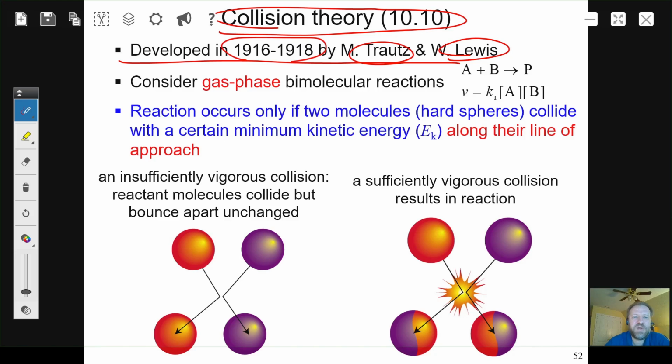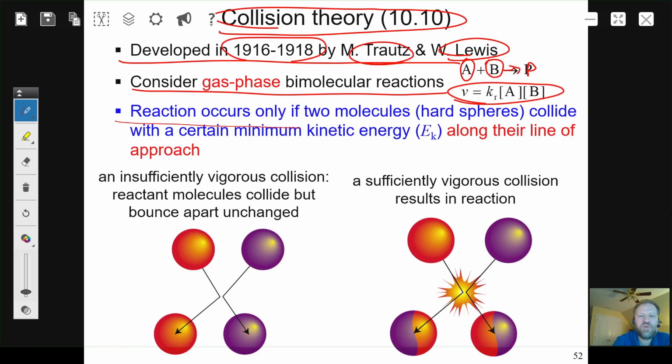Now they consider, unfortunately, only gas phase bimolecular reactions. So basically you have collision of two molecular species A and B that go on to form product P. And of course, they only considered basically the second order reaction rates. Now, reaction under this condition occurs only if two molecules, which are represented as hard spheres, collide with a certain minimum kinetic energy along their line of approach.